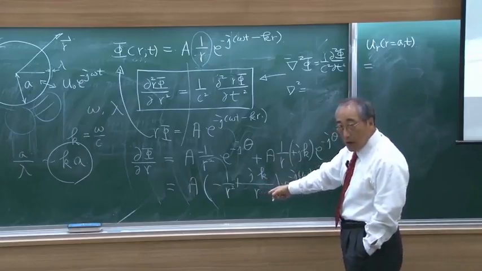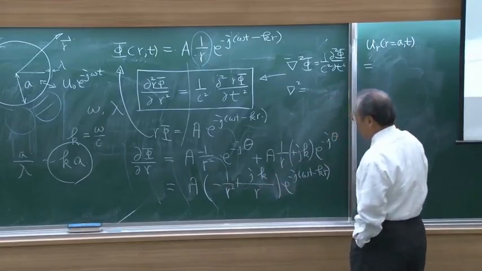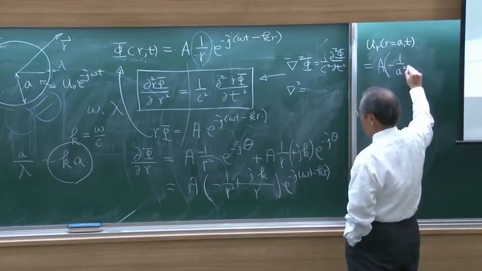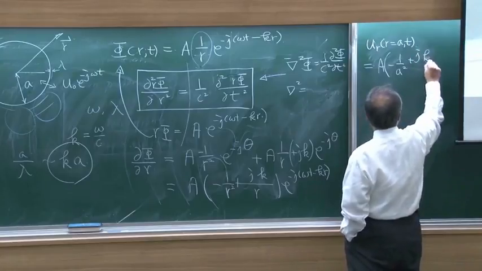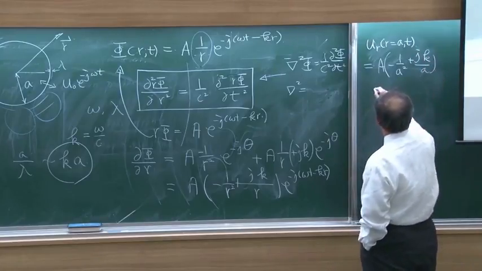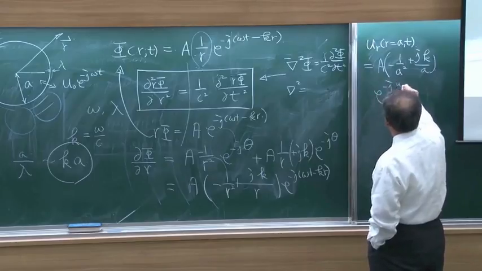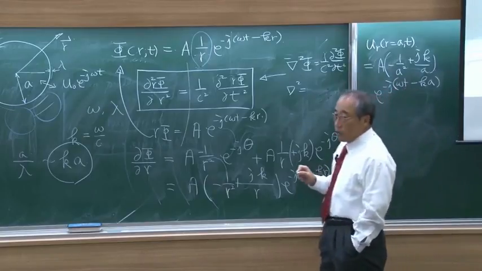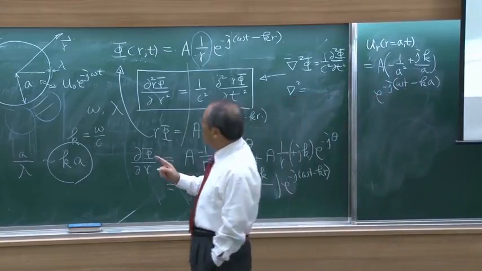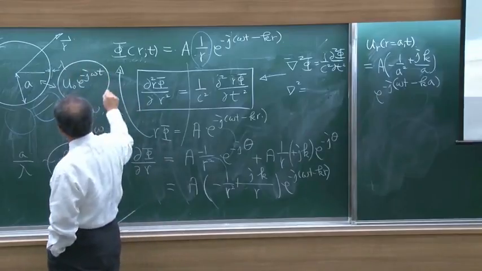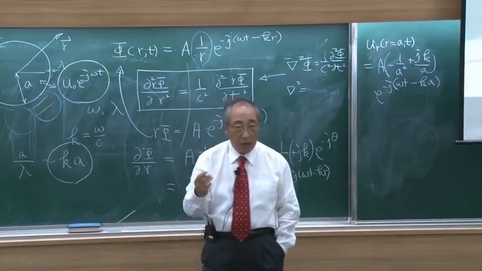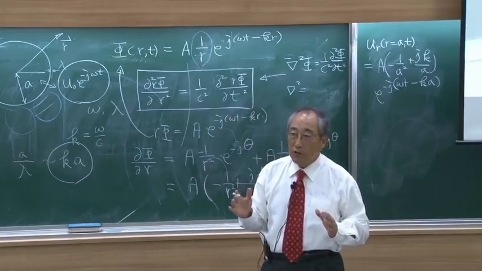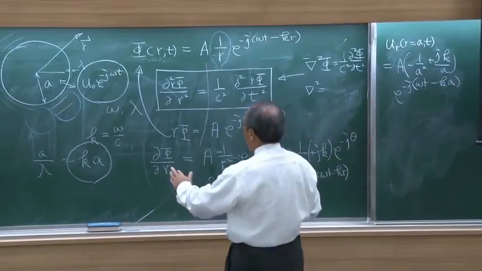Then this formula gives me the velocity at r equal a has to be a minus 1 over a square plus jk over a, and I have exponential minus j omega t minus k a. That is the velocity. And that velocity has to be the same with this, because I assume that the breathing sphere will vibrate with magnitude u0 with frequency of omega.